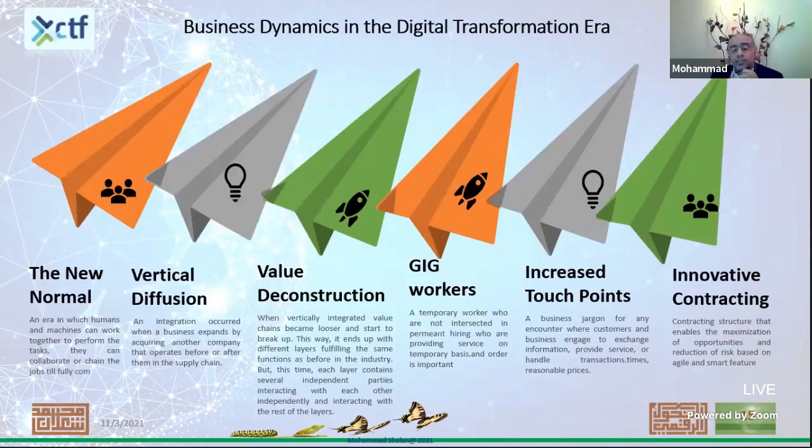And this also will move us to what we are heading to, which is innovative contracting. So today we are talking about a new normal. Everyone knows that we are in a new normal. In this new normal, we are having a vertical diffusion of products, of services, of contractors. So we are going into how we'll manage the value of our projects, how we'll deconstruct the value.